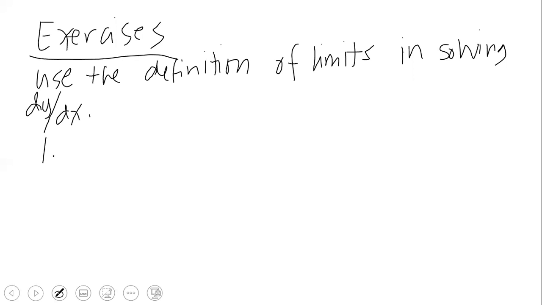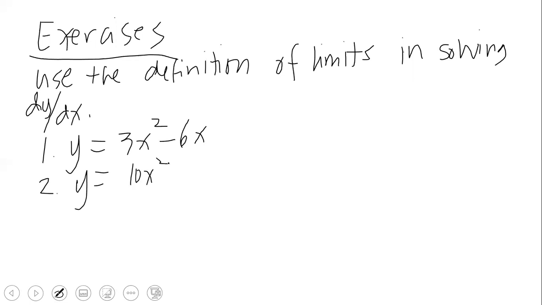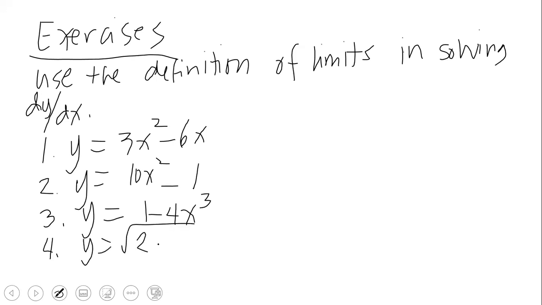Let's have number 1. You have y equal to 3x squared minus 6x. Number 2, you have y equal to 10x squared minus 1. Number 3, meron kang y equal to 1 minus 4x cubed. And number 4, y equal to square root of 2x minus 1.